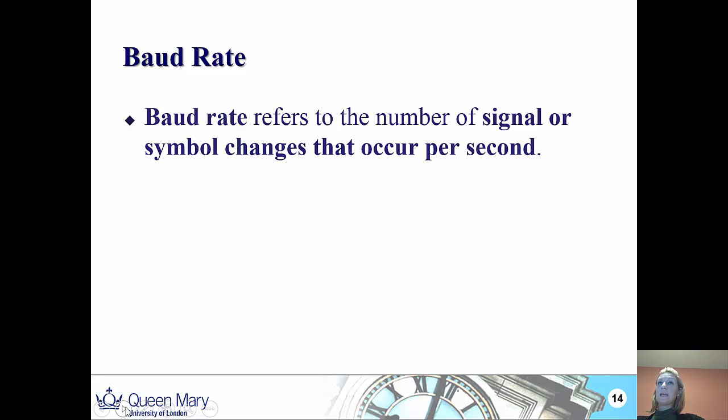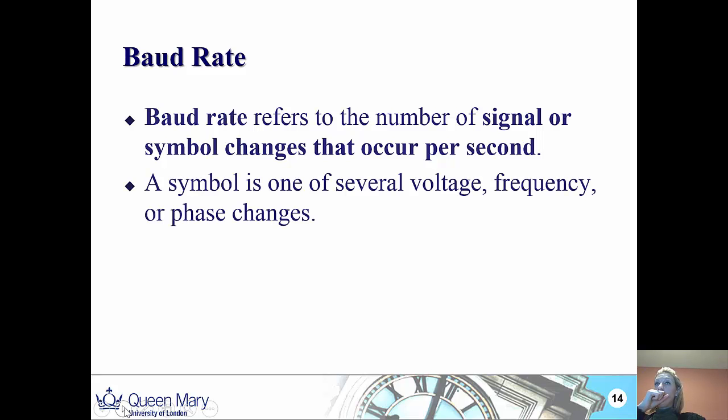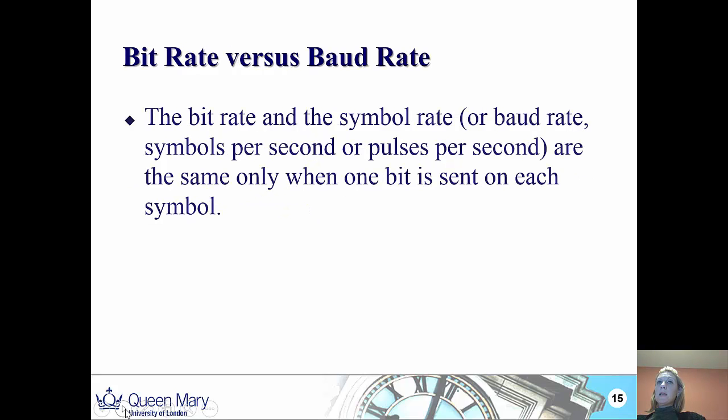To compare, the baud rate refers to the number of signal or symbol changes that occur per second. So how many shifts in that signal level occur per second. A symbol is one of several voltage, frequency, or phase changes of our signal. The bit rate and the symbol rate, or baud rate, are only the same when 1 bit is sent on each symbol, so on each level. When we've got 1 bit being sent on each level, the bit rate and the baud rate will be the same.